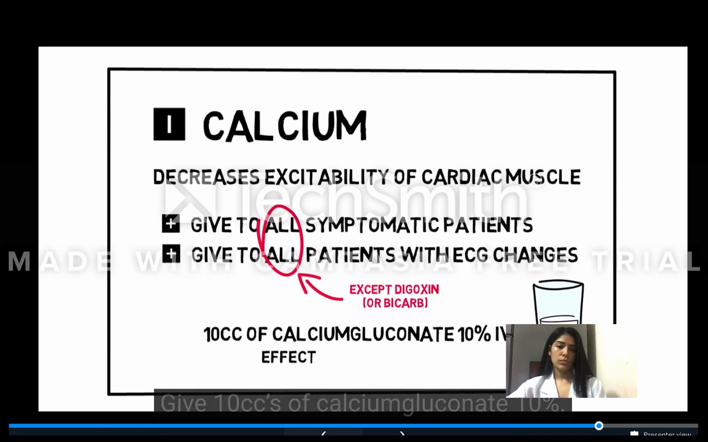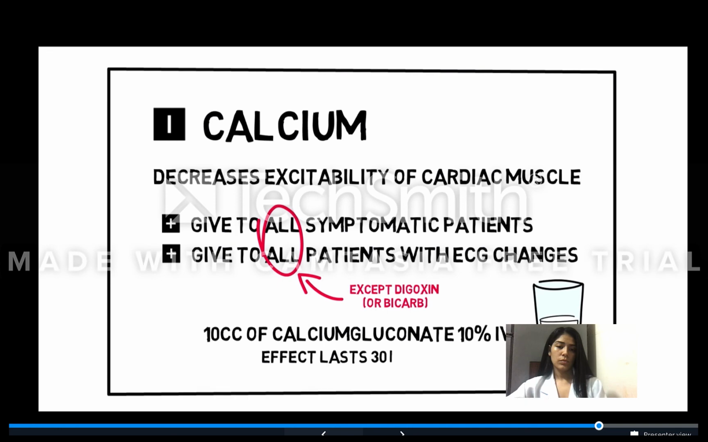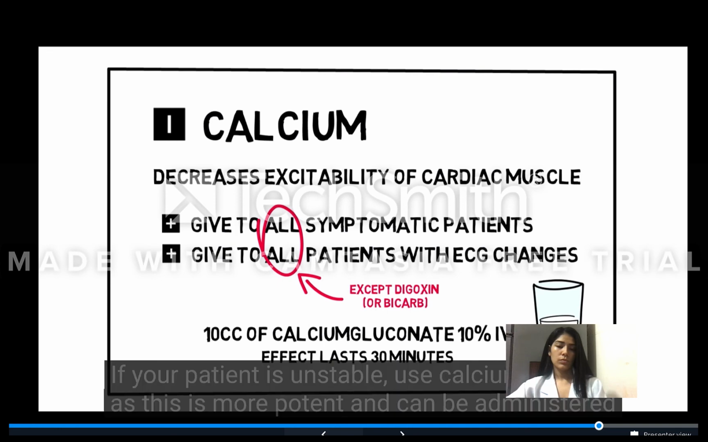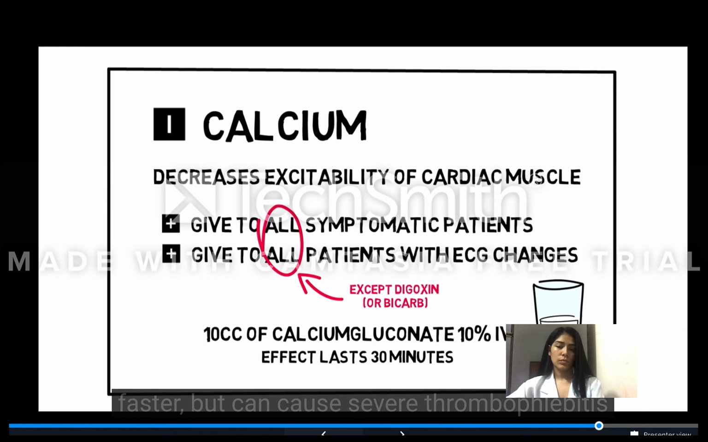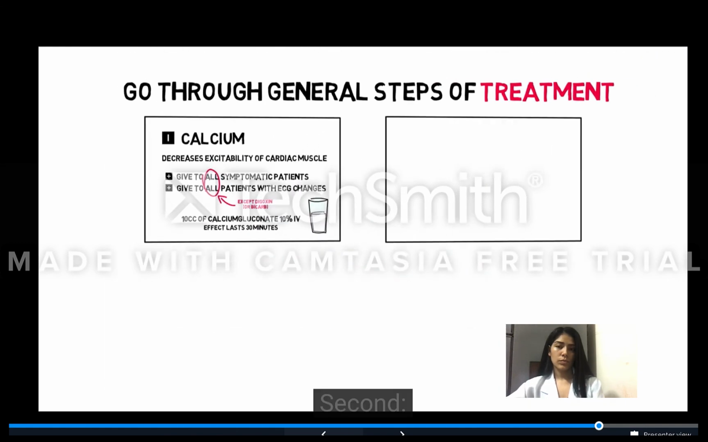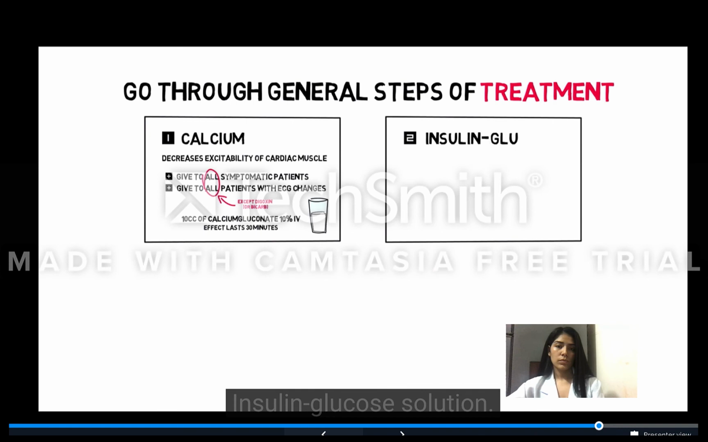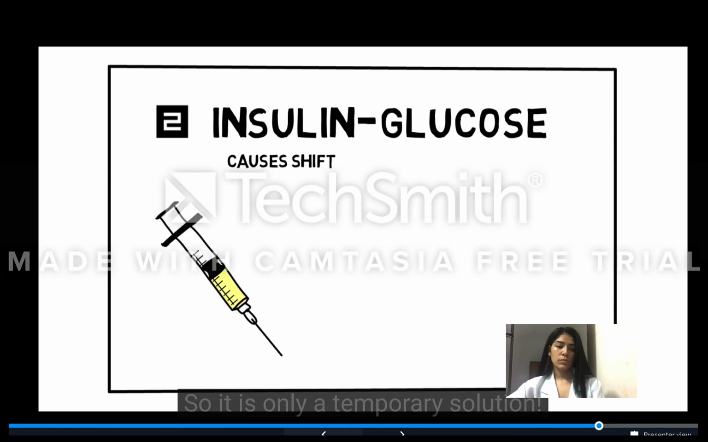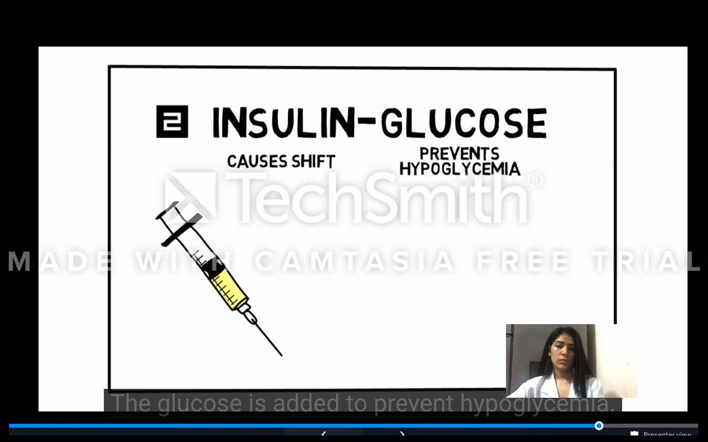Give 10 cc's of calcium gluconate 10%. This buys you about 30 minutes. If your patient is unstable, use calcium chloride, as this is more potent and can be administered faster, but it can cause severe thrombophlebitis. Second, insulin glucose solution. Remember that insulin causes a transcellular shift of potassium towards intracellular, so it's only a temporary solution. The glucose is added to prevent hypoglycemia.